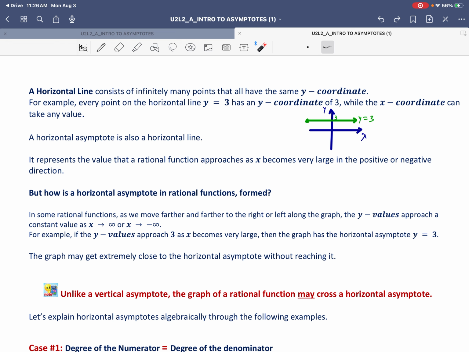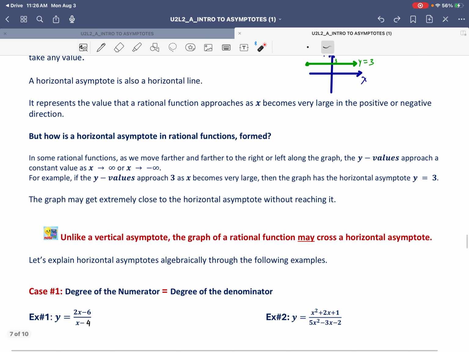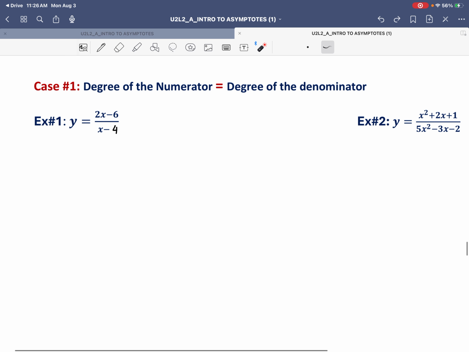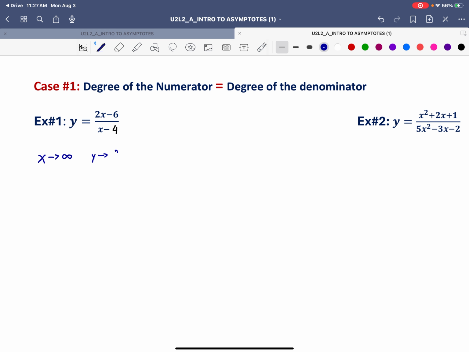Horizontal asymptotes become easier to understand when we study them through algebraic examples. So in the first case here, we're looking at rational functions where the degree of the numerator equals the degree of the denominator. So let's take a look at our example 1, where we have a linear over a linear function. Now, to discover the horizontal asymptotes, we are going to send x to infinity, because horizontal asymptotes describe the end behaviors of a function, and then we'll have to determine the y values.